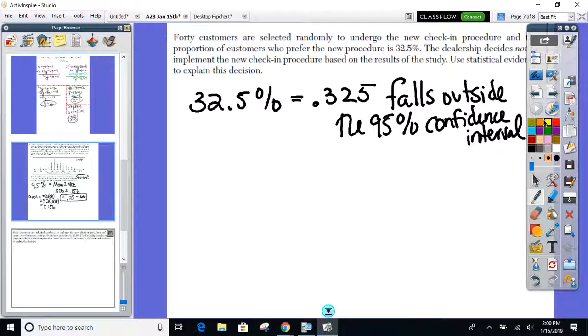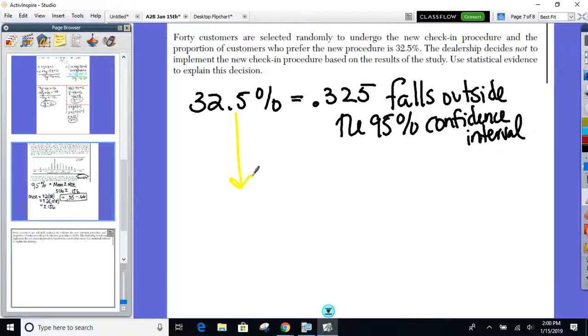I've got a bonus question. Ready? The 32.5%. Is it statistically significant if it falls outside? I'm getting some yeses and some nos here. If it falls outside, is it statistically significant? Yes. Two ways we can refer to it. We can refer to it as unusual or statistically significant.